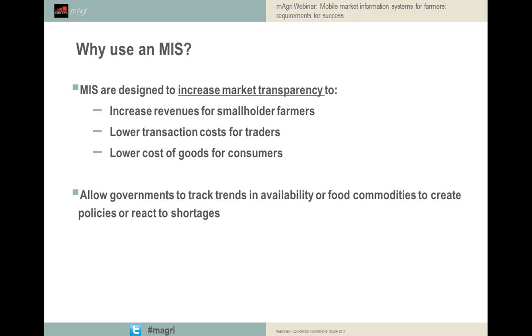MIS are designed to increase market transparency in agriculture. And reducing information asymmetries in this way can help to increase revenues for smallholder farmers by improving their ability to negotiate with buyers. They can lower transaction costs for small-scale traders, and eventually they can lower the cost of goods for consumers. In the end, MIS are designed to improve the competitiveness of markets in agriculture. They also allow governments and regional bodies to track trends in the availability of food so they can create policies or react to shortages in food.